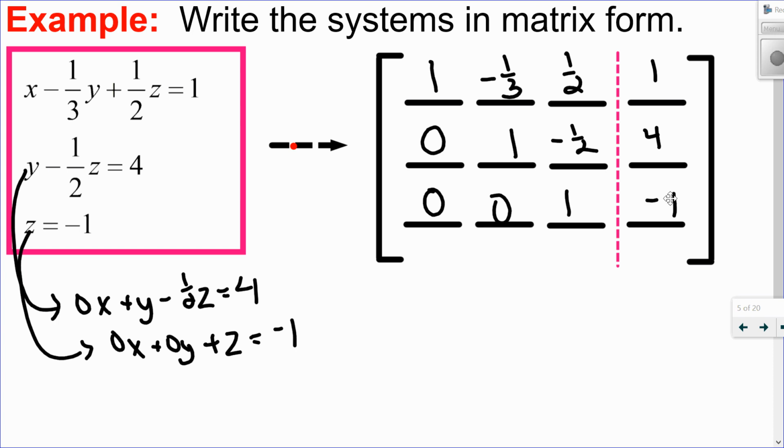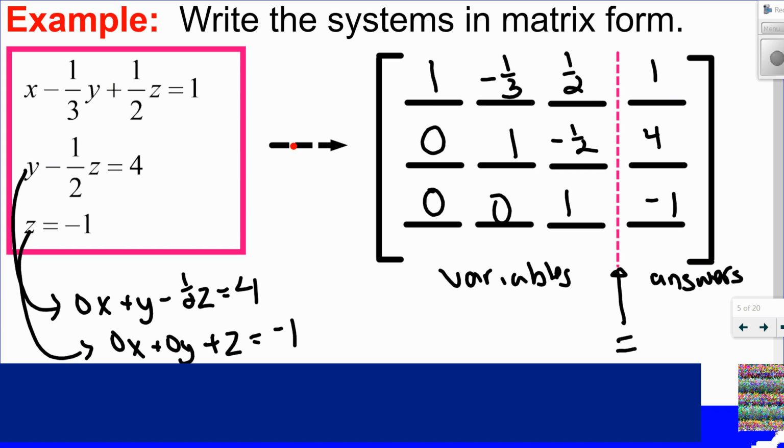Notice I have this dashed line. I like to have that because it separates the variables from the answers. So I will always put that there just to kind of keep everything separate. So I know this is kind of like the equal sign, okay? So that's what that dashed line represents for me.